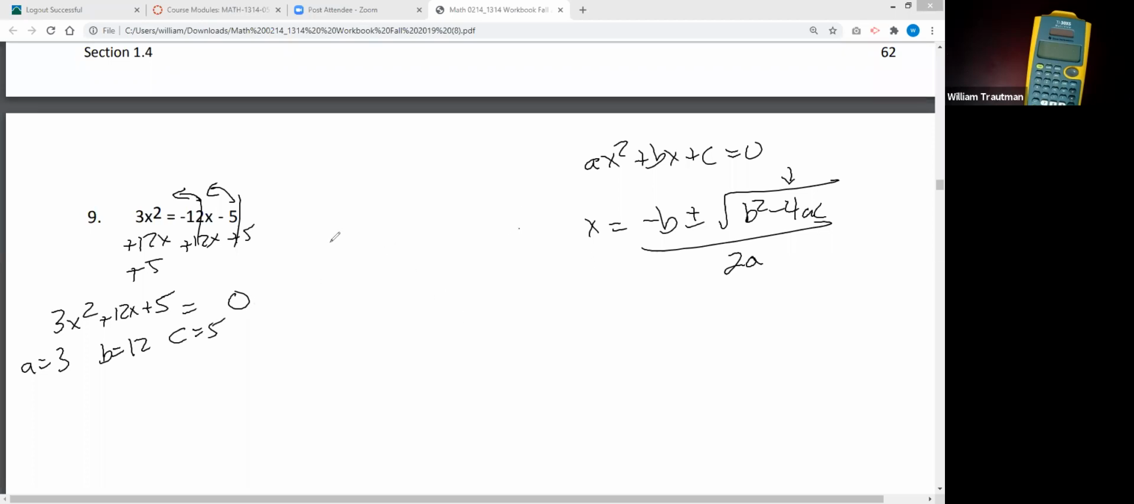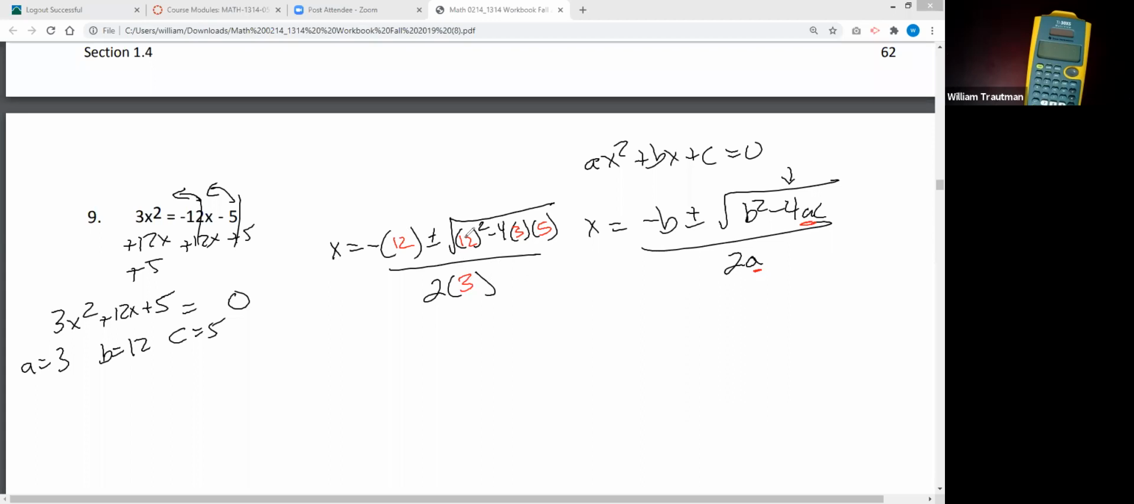I'm going to plug it into the formula. Negative b, put a parentheses everywhere you see a letter. B squared minus 4 times a times c, all divided by 2 times a. So a is 3, so everywhere there's an a in the formula, right here and right here, I'm putting a 3. B is 12. There's a 12 here and a 12 here. And C is 5.